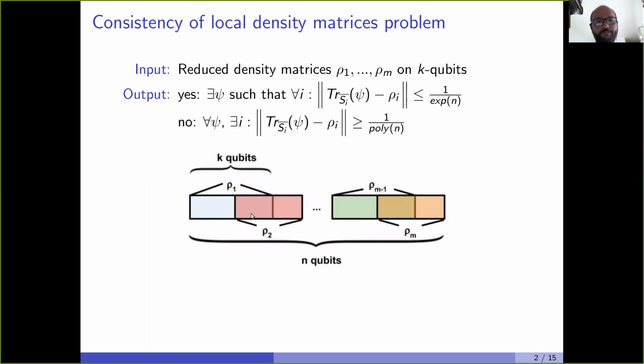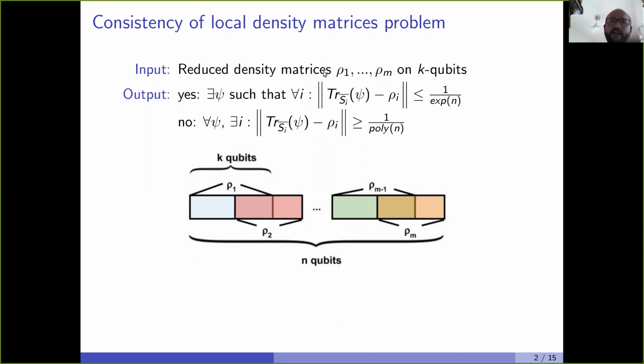So we're given m pieces of a quantum state on n qubits, and each piece consists of a density matrix on k qubits, where k here is a constant, let's say 6. And our goal is to decide if there exists any n-qubit state that is consistent with each of these pieces. So let me be a bit more formal.